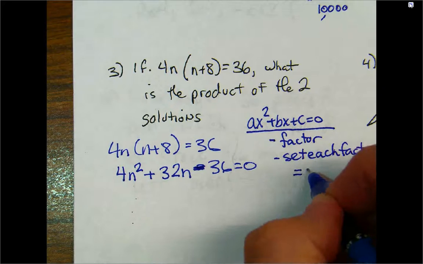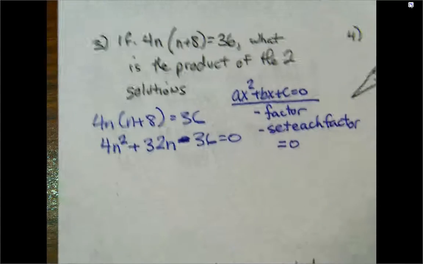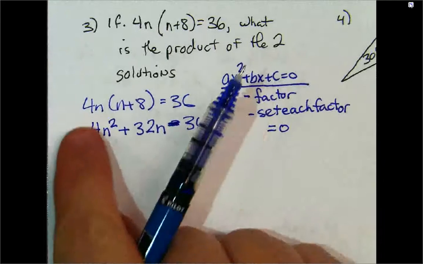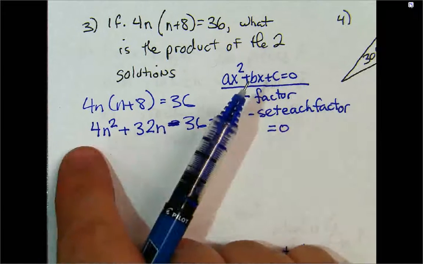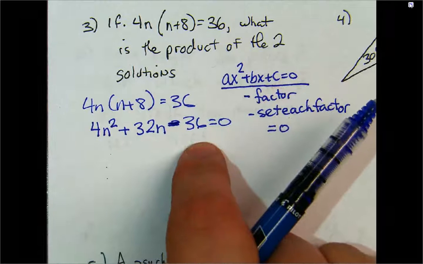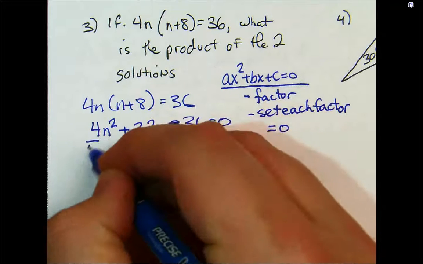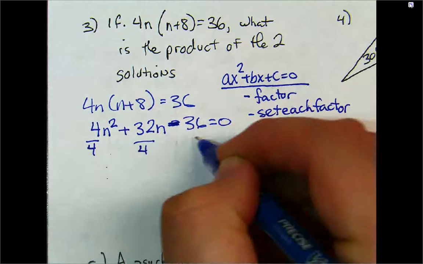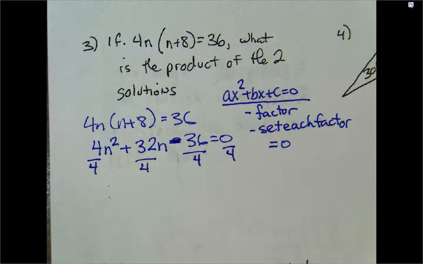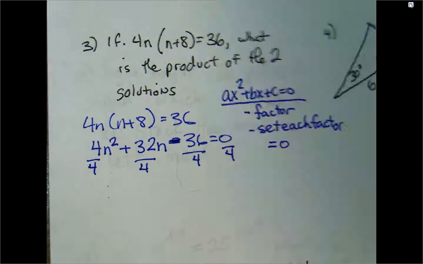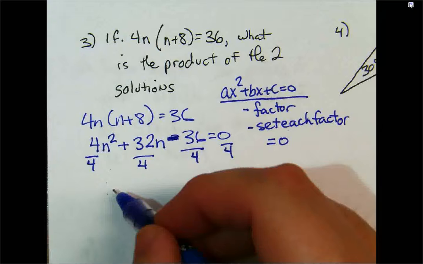Now, when we're factoring, is there a common factor between the 4, the 32, and the 36? Is there a number that can divide into 4, into 32, and 36? What's the number? 4. Divide that by 4, divide that by 4, divide that by 4. Is that a legitimate thing to do? Absolutely. What's 4 divided by 4? 1. So I got n squared.